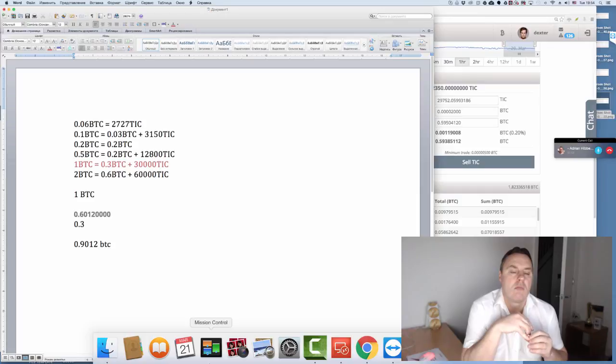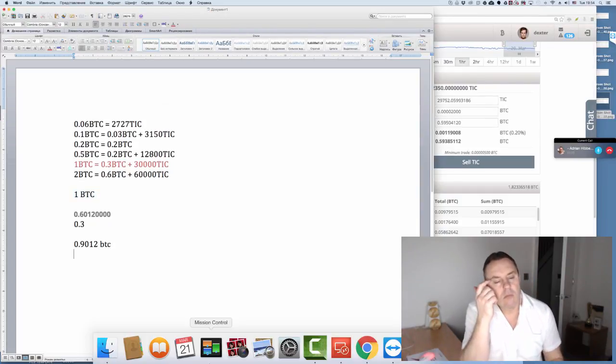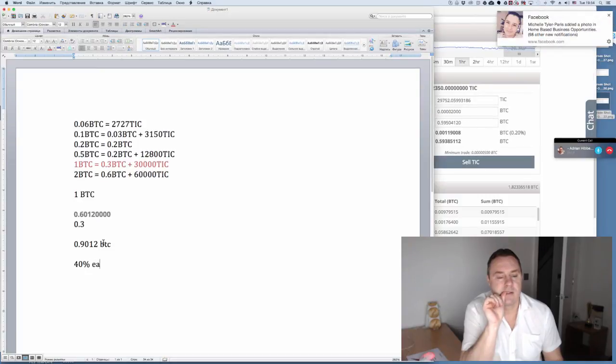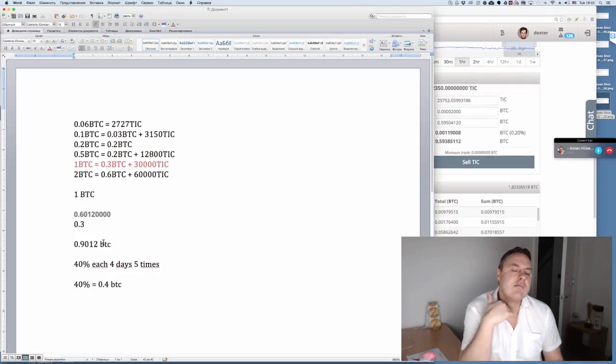And you spent this, and you have this package. After that, the system will pay you. So you get less Bitcoin. Yes, less Bitcoin. Focus on what I'm saying. 40% each 4 days, 5 times. 40% equals 0.4 BTC. So 0.4 BTC times 5 equals 2 BTC in 21 days. Great system.